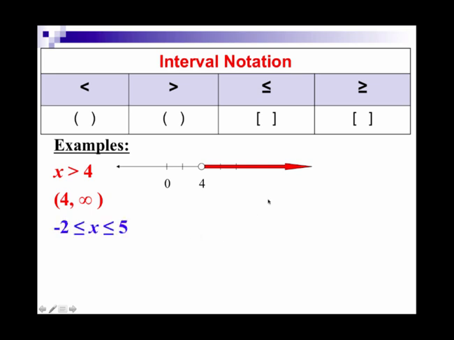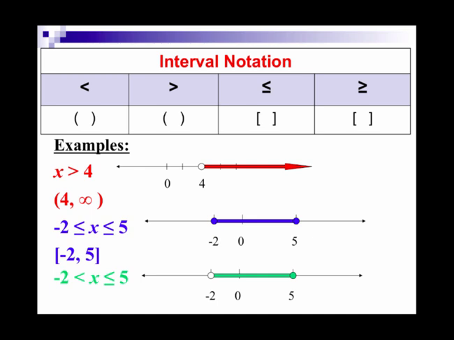If we have -2 is less than x and x is less than or equal to 5, we're looking at all the values between -2 and 5. And so in interval notation, we would use brackets from -2 up to 5.